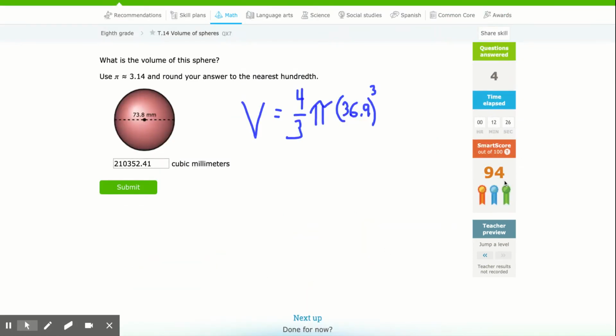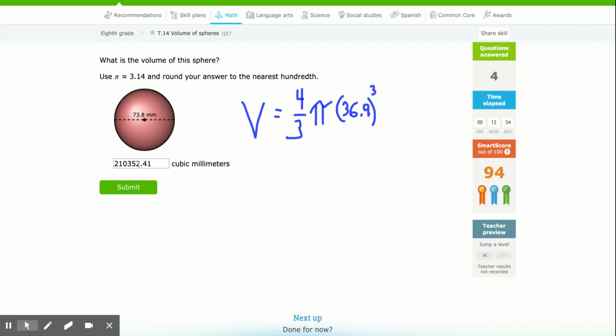Now I'm all the way up to 94. I noticed that it doesn't look like they're going to have you go backwards where you have to find the radius. But do be careful. They gave me the diameter in this particular one, so I have to halve the diameter to get the radius. So it's 36.9 that I'm cubing, because remember, the volume of a sphere is 4/3 pi r cubed. And don't forget to cube it.